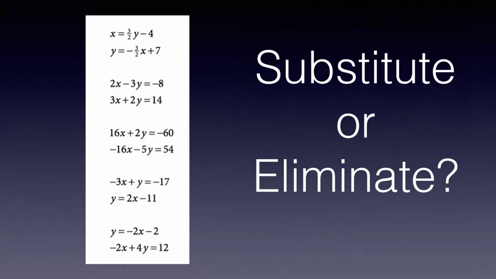Has anybody already worked on the second one? Oh, by the way, what was the solution to the first one? 2, 4, is that right? The ordered pair 2, 4?